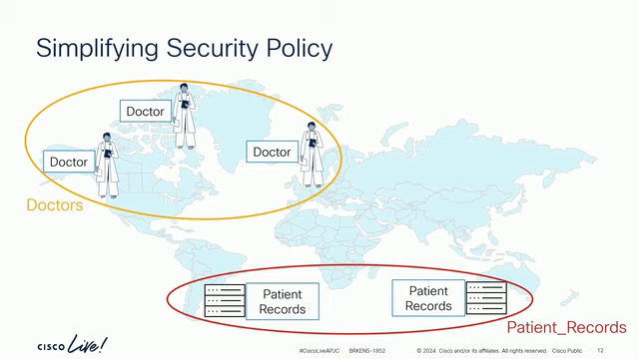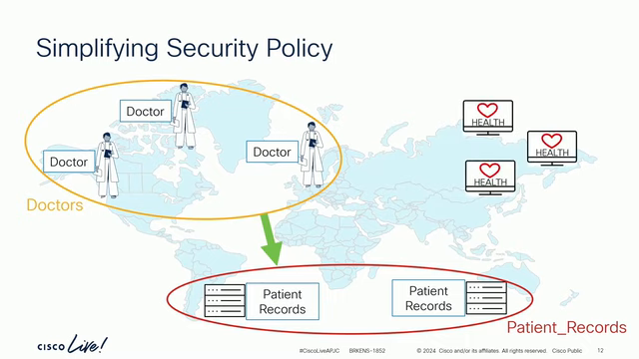And let's give it a meaningful name, like patient records. And this is our security policy. It's very simple. It's from the doctor's group to the patient records group. In this case, we might want to permit that traffic.